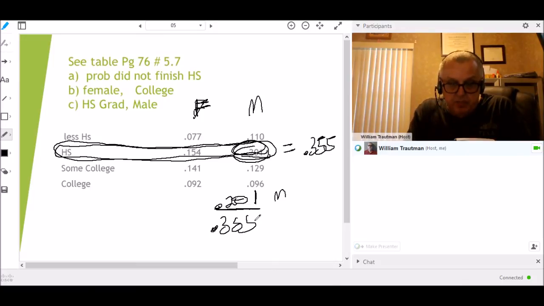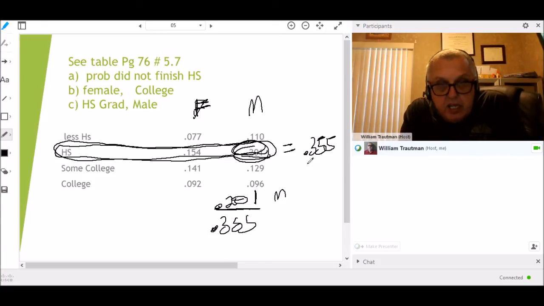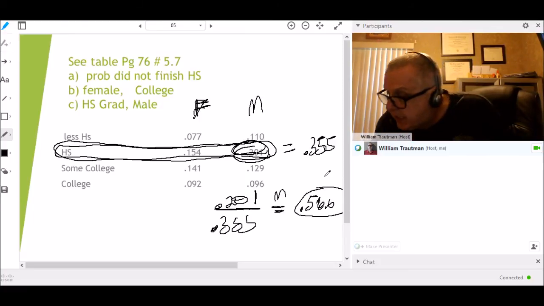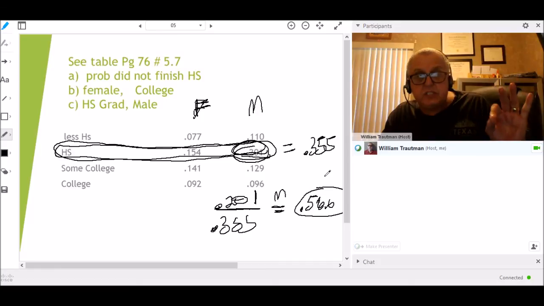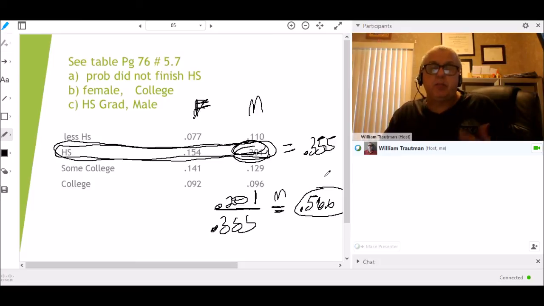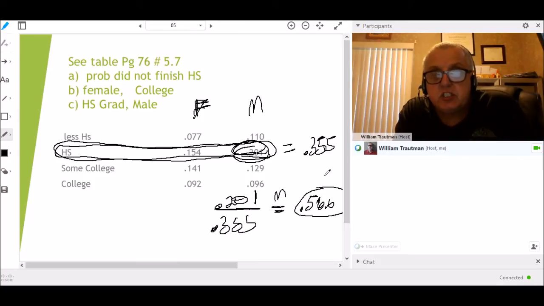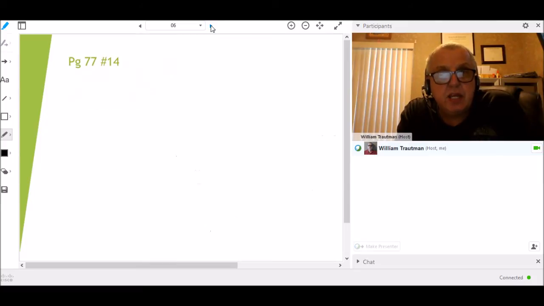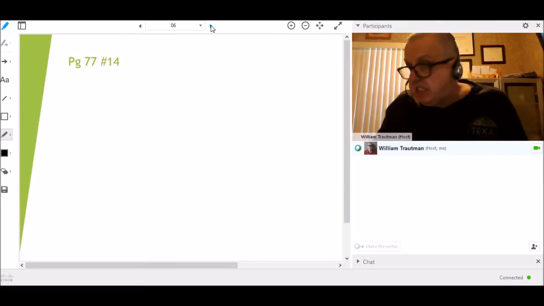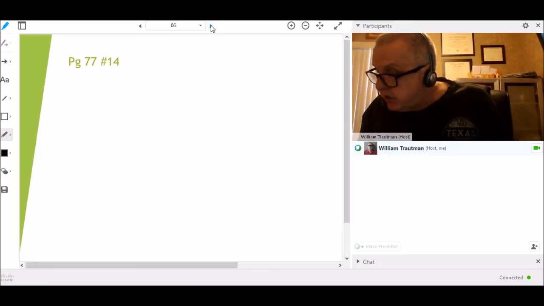0.201 divided by 0.355, and I get 0.566. This is the probability, once again, for part C: if you look at just the unemployed high school graduates in this column, what's the probability that person is male? 56.6%, 0.566. Take the 0.201 and divide it by the total of the high school graduates, which is 0.355. All right. And the last problem is from page 77, number 14. I'm going to do that one also.